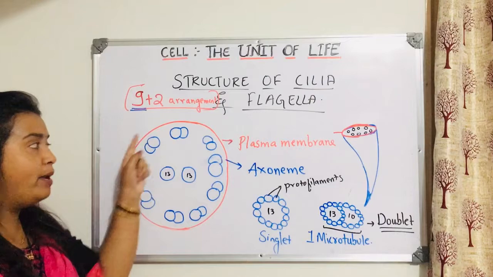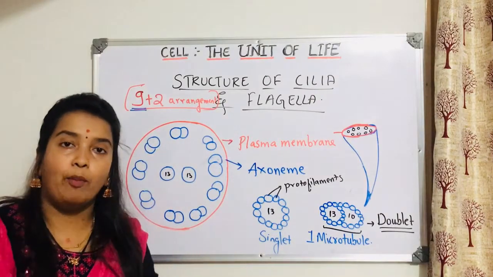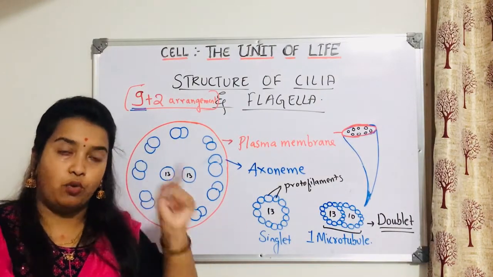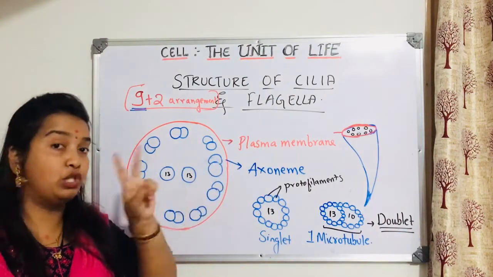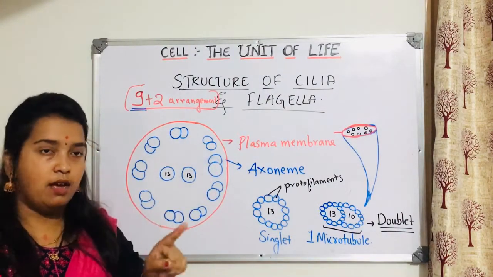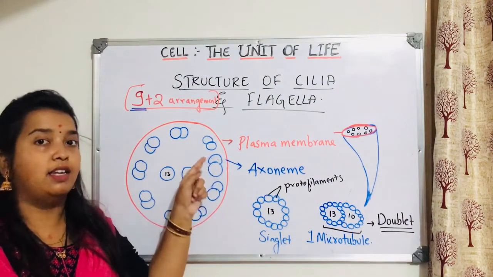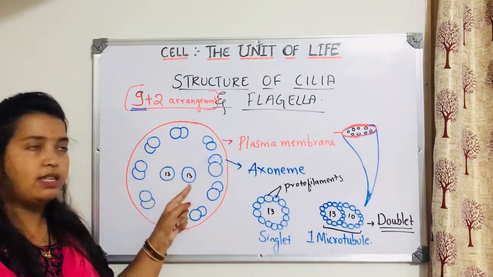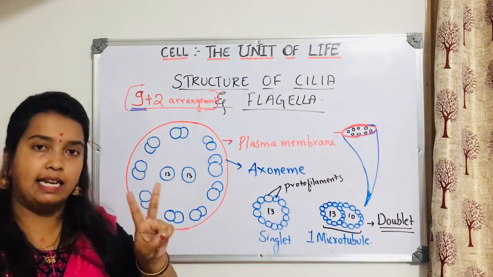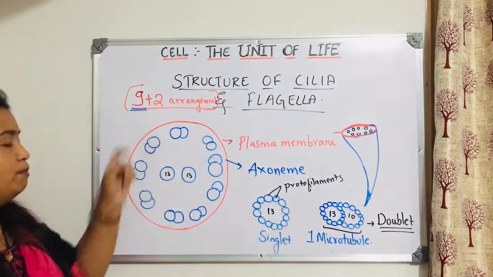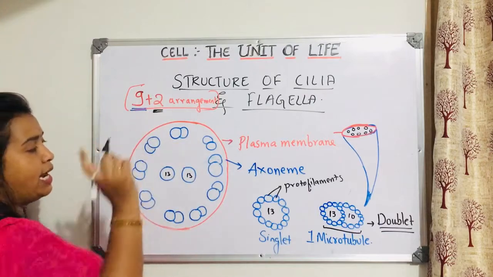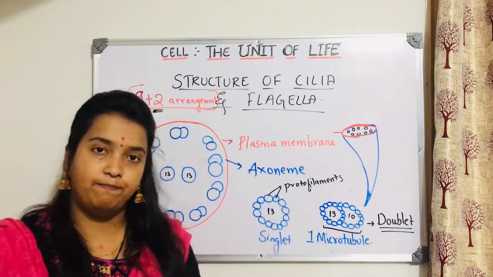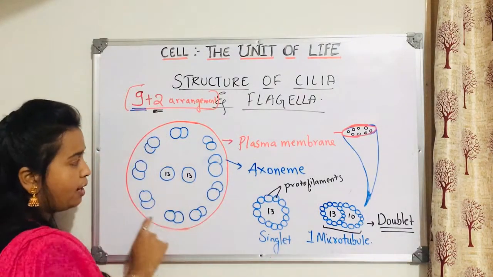Okay? So how many doublets are there? 9 doublets. How many singlets? 2 singlets. We are not considering the 13 and 10 as 2, we are considering it as 1, because it is not 13 and 13, it is 13 and 10. Here it is 13 separately, 13, 13. So we consider them as singlets, and there are 2 singlets. How many doublets? 9 doublets. Is this clear? Okay.